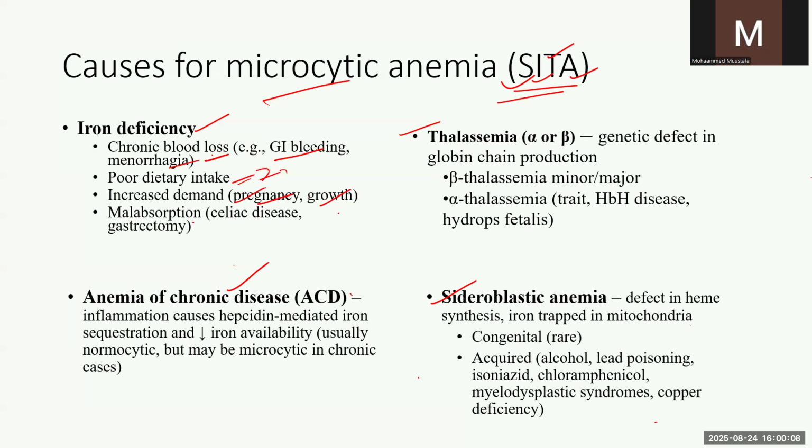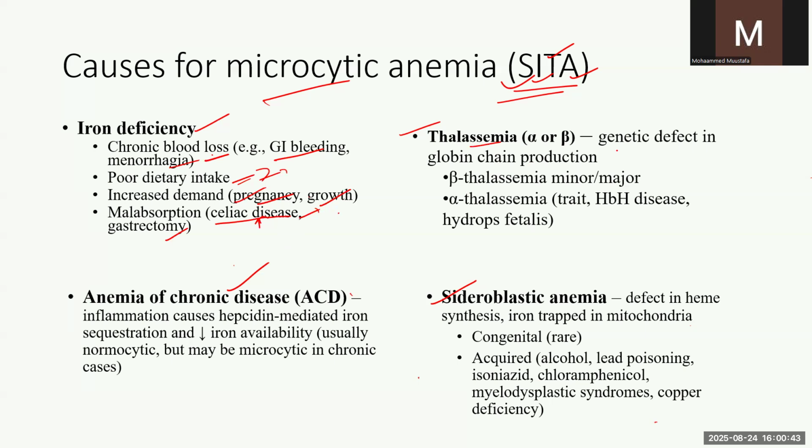And also we have malabsorption if there is any pathological condition in the GI. Okay, because the GI is the place where iron gets absorbed. So if the person is suffering from celiac disease, that is GI disturbance, then there is no absorption of iron, which causes iron deficiency in the body. And gastrectomy, so if any part of the GI tract is removed, that also leads to iron deficiency.